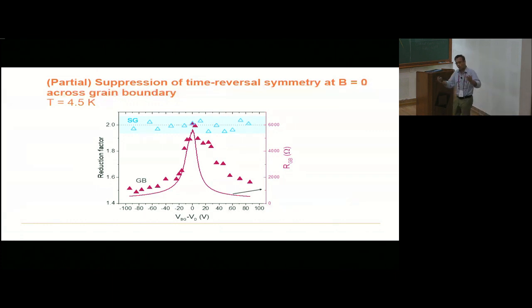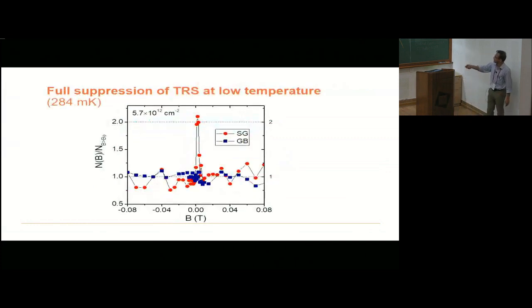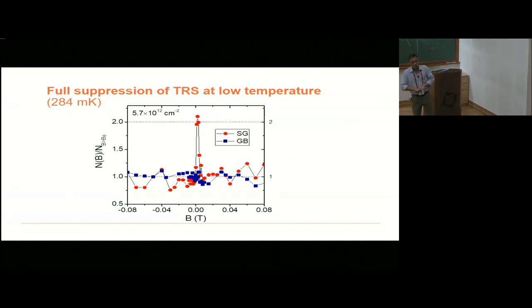If I go to slightly lower temperature, this is the one which I wanted to flash at last. You can see this is at 284 millikelvin. You can see along the single grain region, there is a pure reduction of 2, but across the grain boundary, there is no factor of 2 reduction at all, meaning probably the system had already lost its time reversal symmetry for some reason.